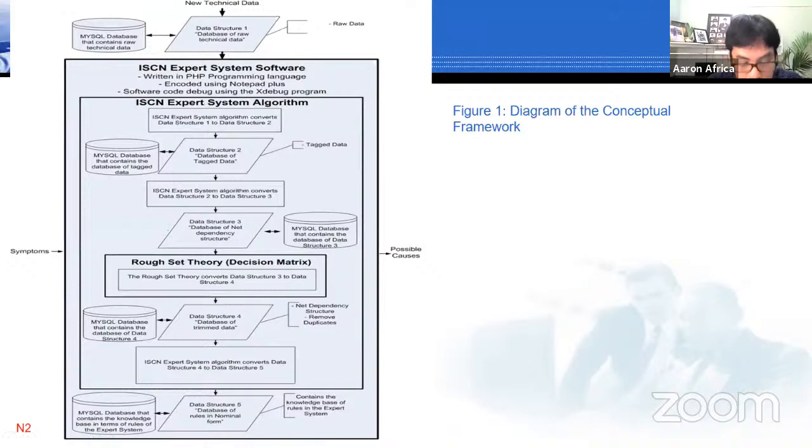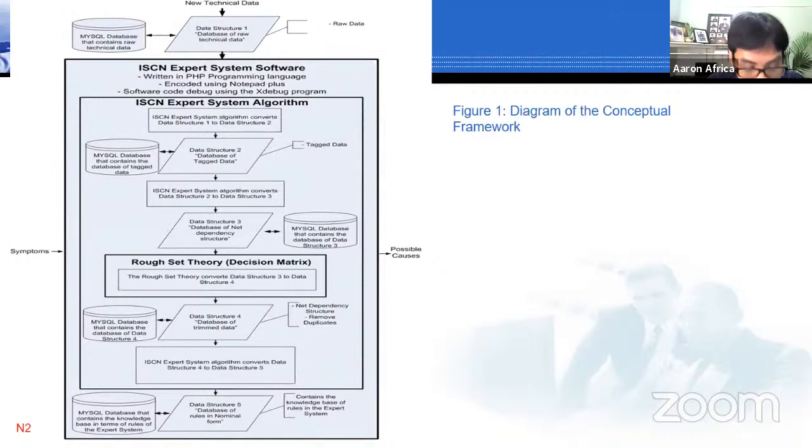The expert system software, we call it the Information System Communication System software, or the ISCN software. The expert system algorithm then tags the possible causes and the symptoms of the data in data structure 1. It will be given a corresponding ID. The expert system algorithm is called the ISCN Expert System algorithm.